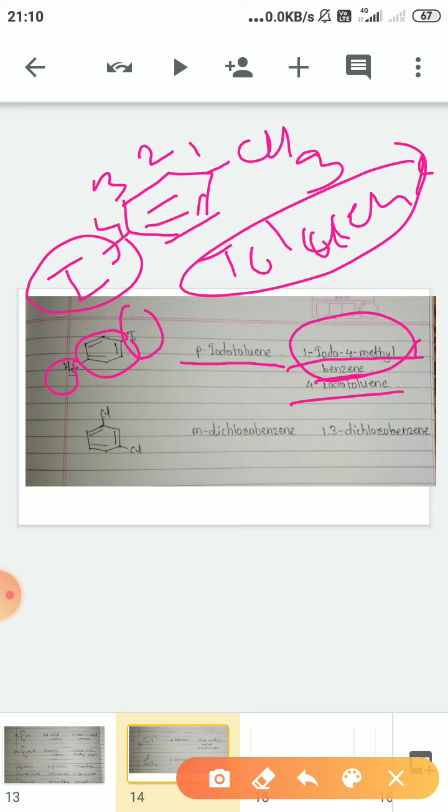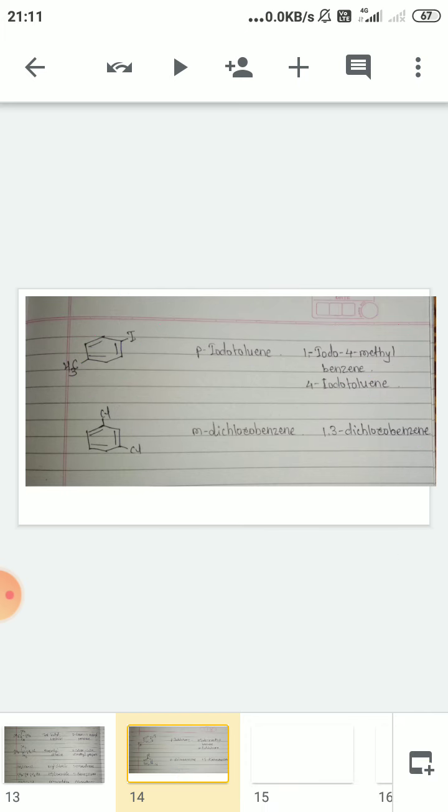As the position of iodine is the para position, that is the 1,4 position, we write 4-iodotoluene. In the same way, here the benzene ring contains 2 chlorine atoms at positions 1 and 3. 1,3 means meta, so in the common name system it is meta-dichlorobenzene, and in the IUPAC name system 1,3-dichlorobenzene. Now we have finished the IUPAC nomenclature as well as the common name system of alkyl halides.